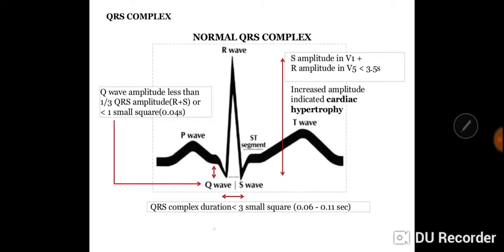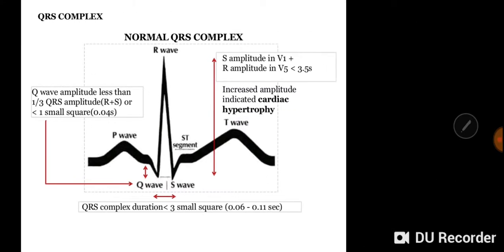Let's talk about the QRS complex now. Usually the Q wave is less than 1/3 of the QRS amplitude. So from the maximum R to the minimum S, the distance between them, the Q wave should be less than 1/3 of this distance, and it is usually increased in amplitude due to cardiac hypertrophy. We'll discuss this in detail in a little while, and usually it is less than 3 small squares.